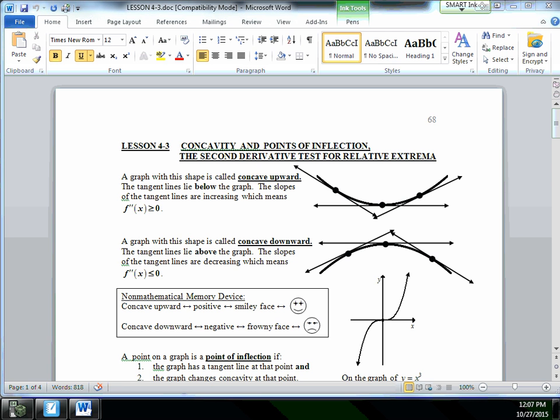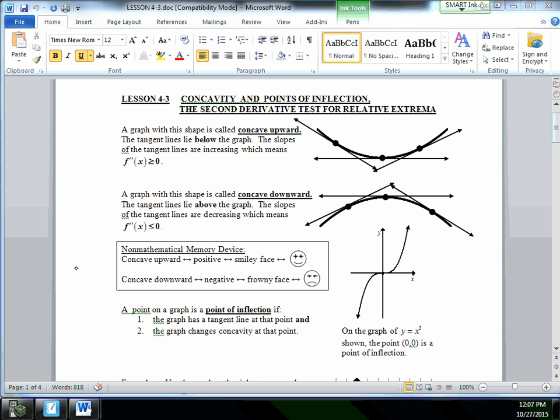Okay, today's lesson is 4-3, concavity and points of inflection. So now we're going to learn what the second derivative tells us about the function. I'm just going to read through these super quick because you can do it on your own.